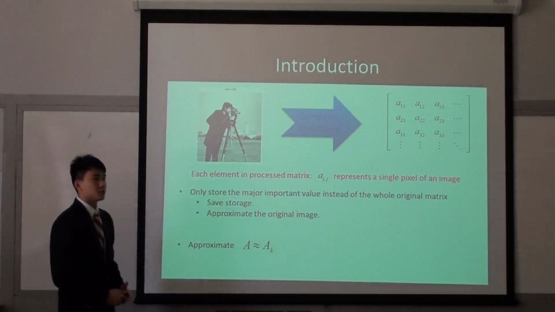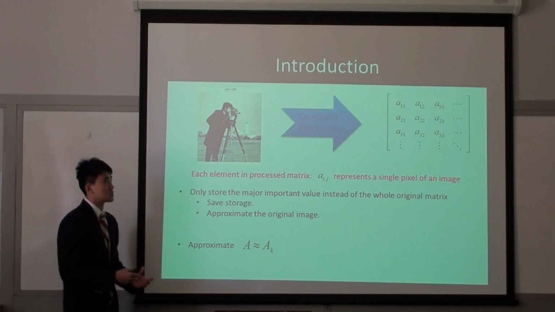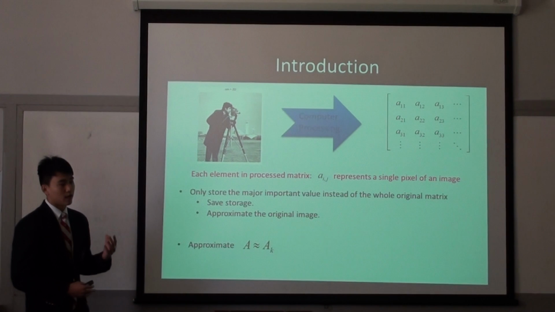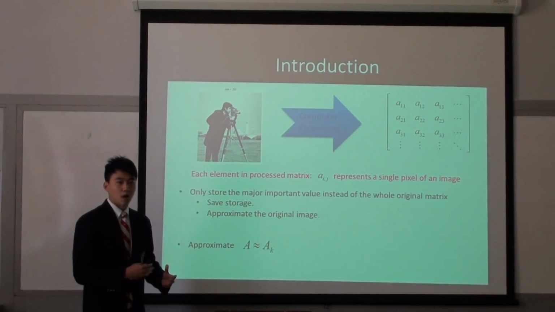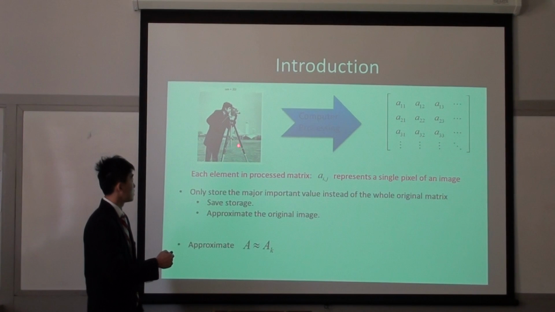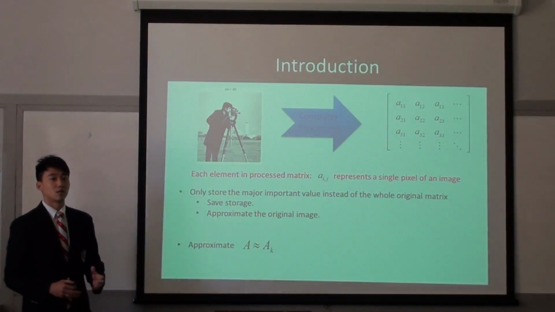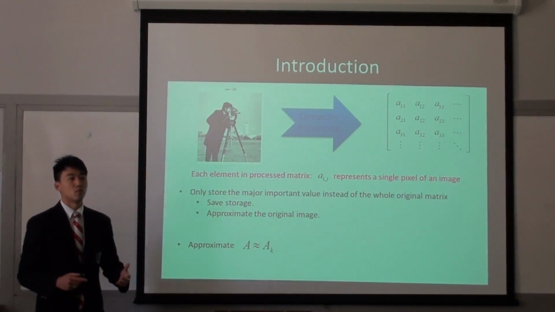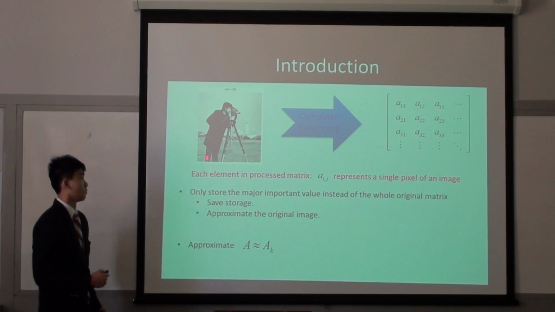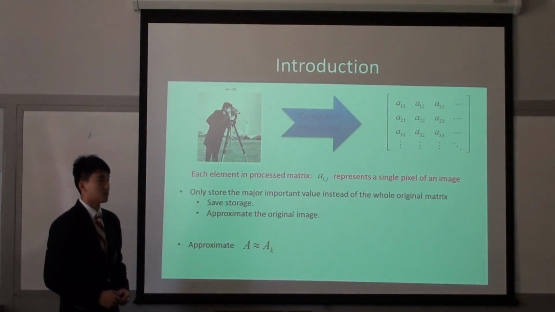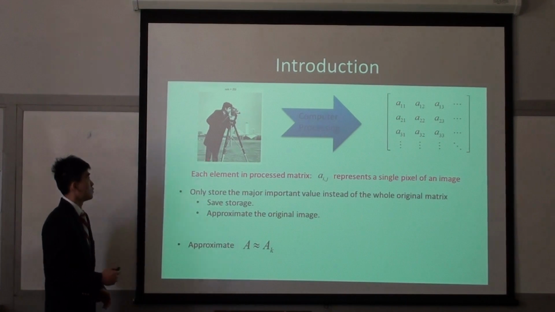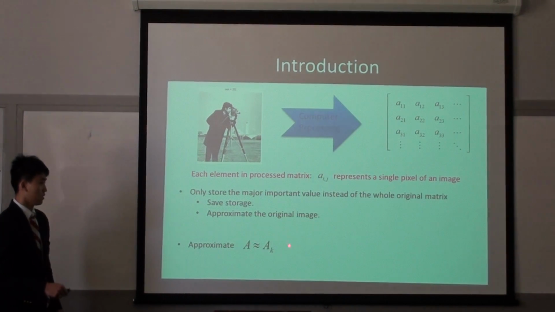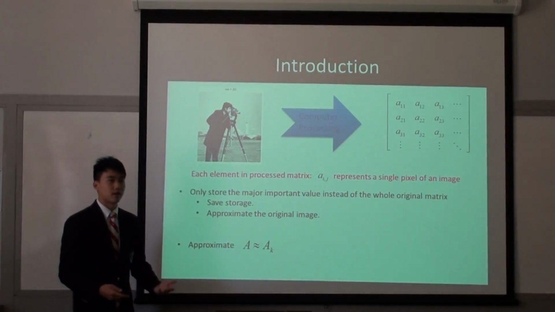So our research tries to take out the important values of this matrix and use this important data to approximate the original one. By doing this, we can save a lot of space. We're not trying to improve the image quality. We try to use less information to approximate the original one. So we want to approximate the original image, which is formed by matrix A, by producing A sub k, which is a simplified matrix.